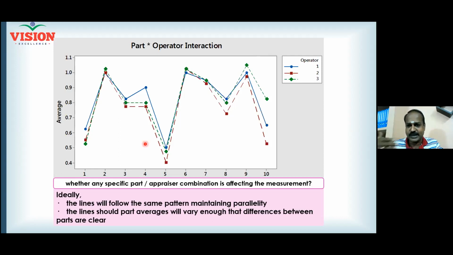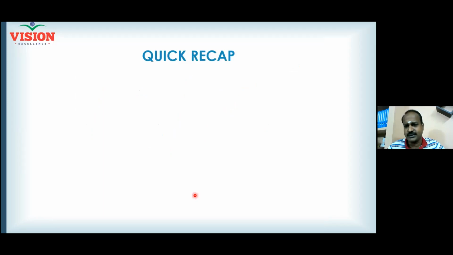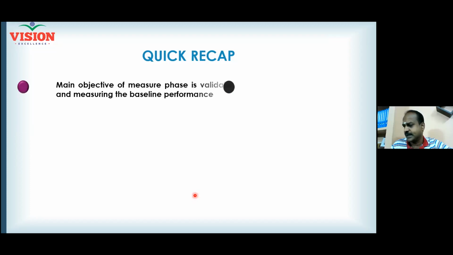I told you, right? You can overlap operator 2 with operator 1 as well as with operator 3. And that is what we are doing here. So whether any specific part or any specific appraiser or any specific combination is affecting your measurement, that question is getting answered. Hope it is clear to all of you, right? And wherever interaction is there, you have to be a little more careful and train them more, so that if all of them work as a team, you will see the lines overlapping or at least becoming parallel. So the main objective of the measure phase is validating the measurement system.